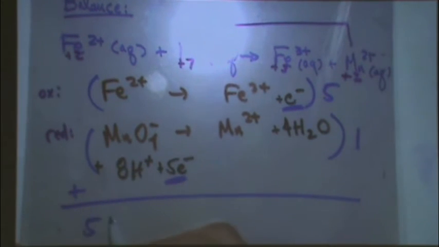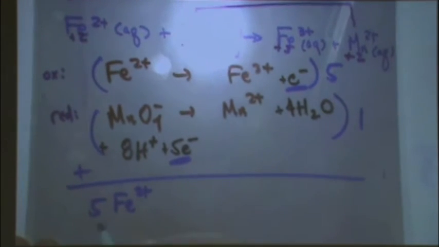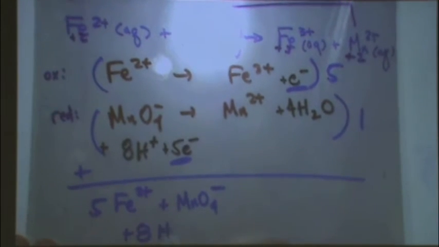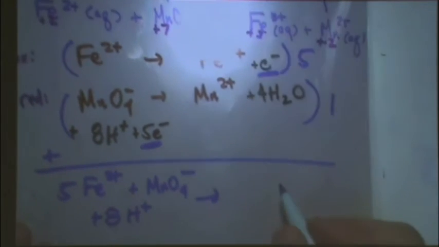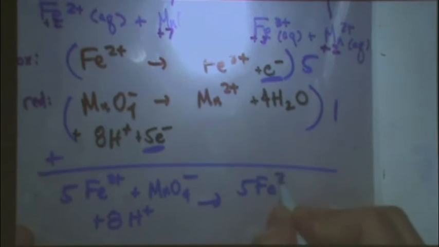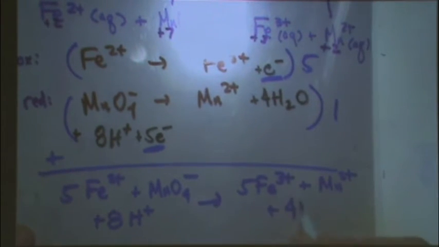I'm going to write all the reactants first. 5 iron 2 plus ions. I've got 1 permanganate ion. And I've got 8 H pluses. The electrons cancel, so I'm not going to write them. On the right-hand side, let's see what I got. 5 of the ferric ions. I've got 1 manganese 2 ion. And I've got 4 water.